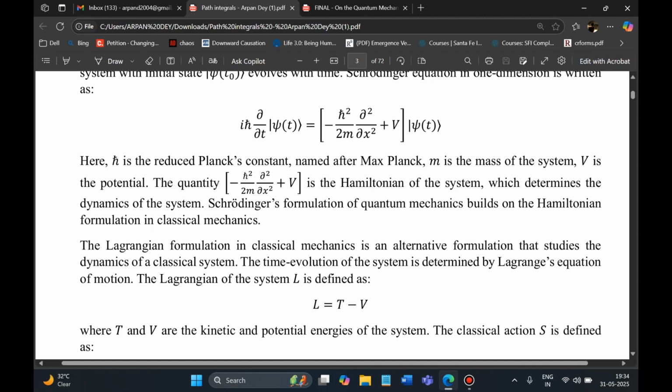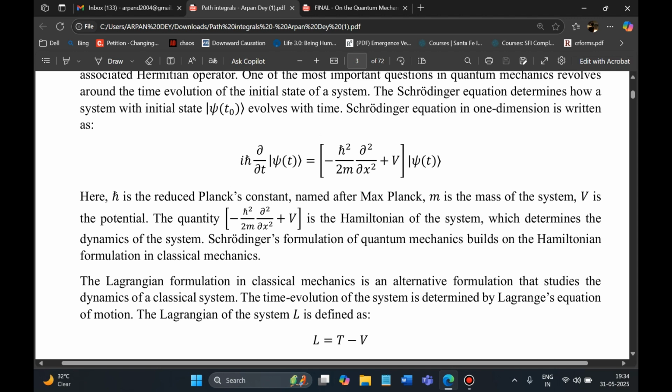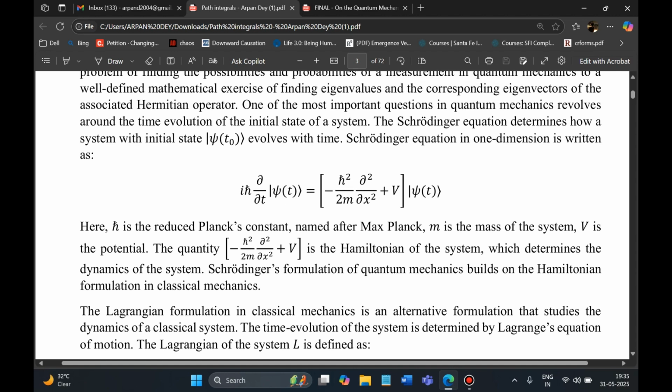Now the point is, this entire canonical formulation is based on the Hamiltonian. Even in Schrodinger's equation, you see this thing right over here, it's actually the energy operator. And this psi of t is the wave function of the system. The wave function is an abstract mathematical complex quantity in quantum mechanics, which contains all the information about the particle.